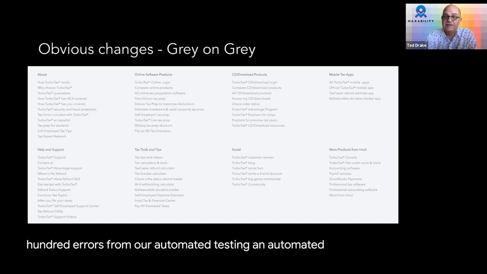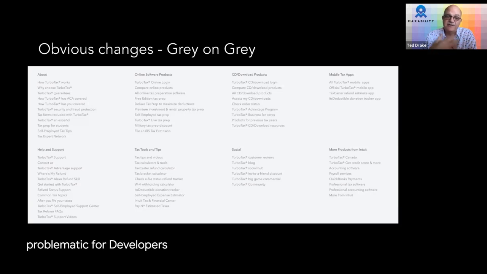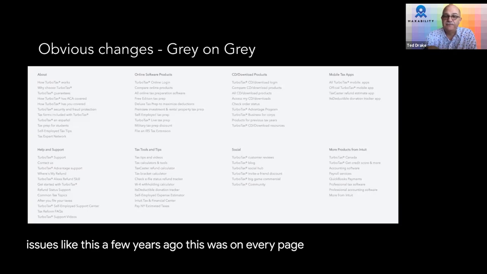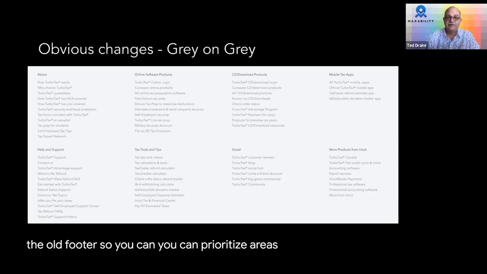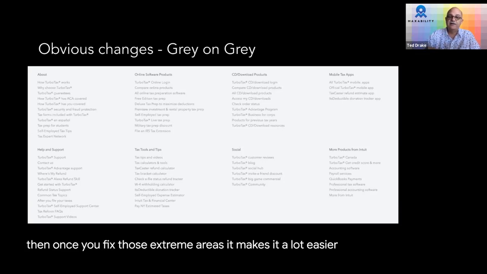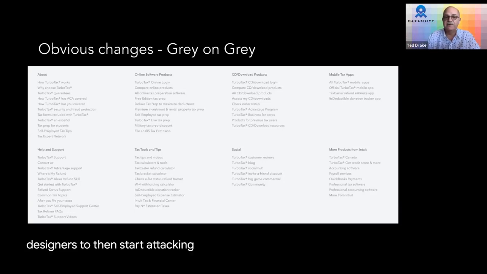And automated testing is also problematic for developers because they try to run their automated testing and they keep getting all these errors. And so it makes it hard to go through the logs. So you can focus on issues like this. A few years ago, this was on every page. And now it's a matter of saying, oh, this page needs to be updated because it still has the old footer. So you can prioritize areas that are extreme. And then once you fix those extreme areas, it makes it a lot easier for your designers to then start attacking the ones that are the anomalies.